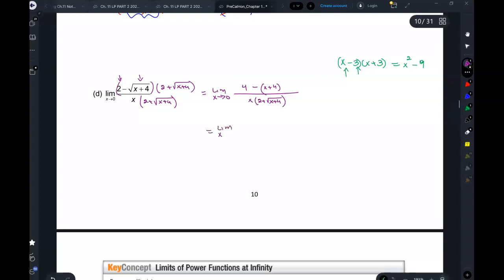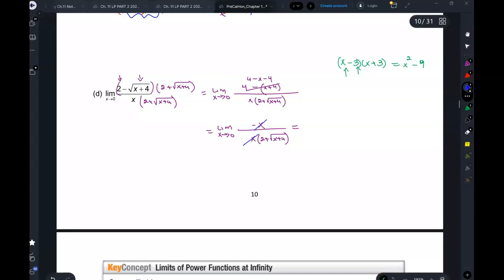This is the limit as x approaches 0. So what's this going to be here? 4 minus x minus 4. What do you have left? Negative x on top, x on the bottom. Okay, so what now? The one that is being rationalized, you multiply out, but not the other one.